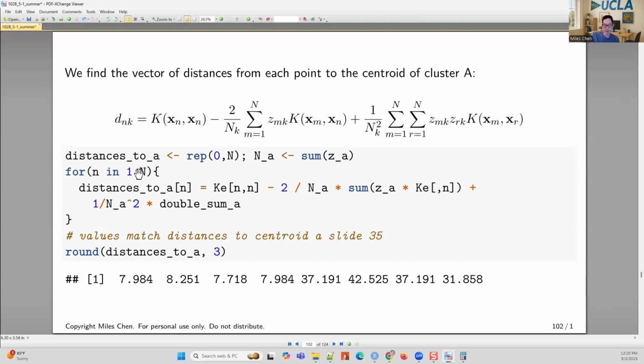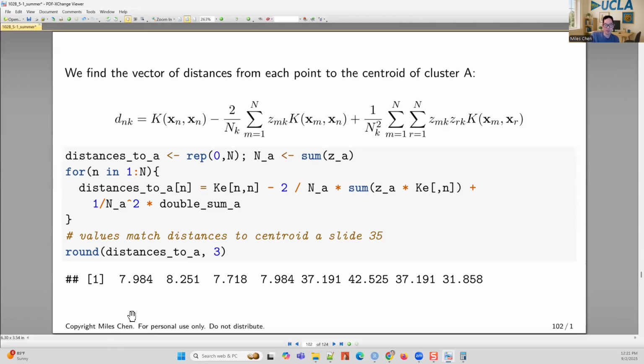So for every point here, we'll look at Kn, the kernelized distance. We'll look at the sum across these values, so we're summing up across M. So we can just take that column N here. And you'll notice when we do this, we can get the squared distance from each point to the center of cluster A, and we get 7.984, 8.251, 7.7184.